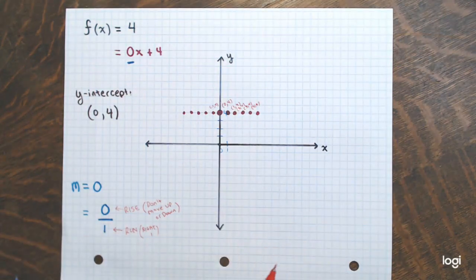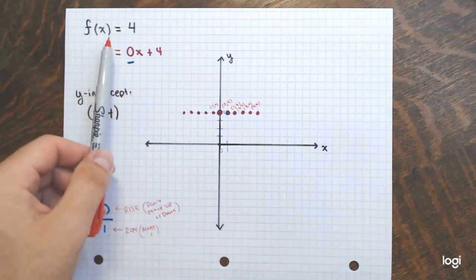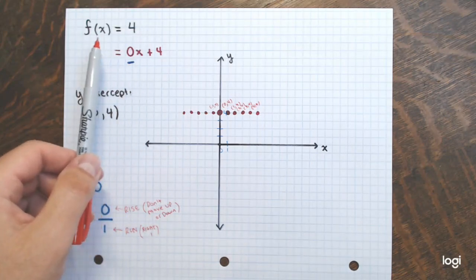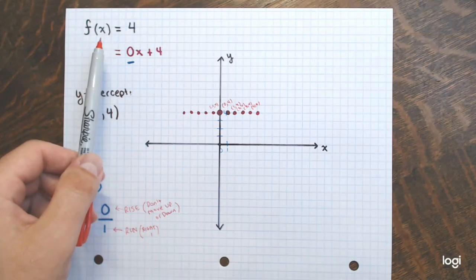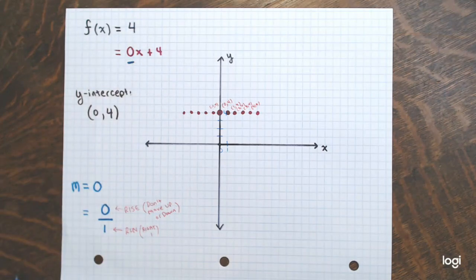Every single point on this line has a y coordinate of 4. That is what this is saying. This is y equals 4, f of x equals 4. No matter what I plug in for x, the output is 4. The y coordinate is 4.